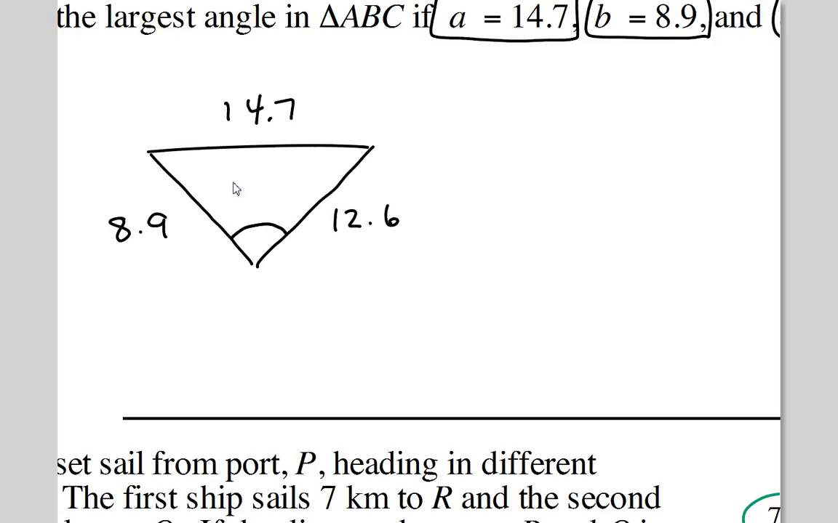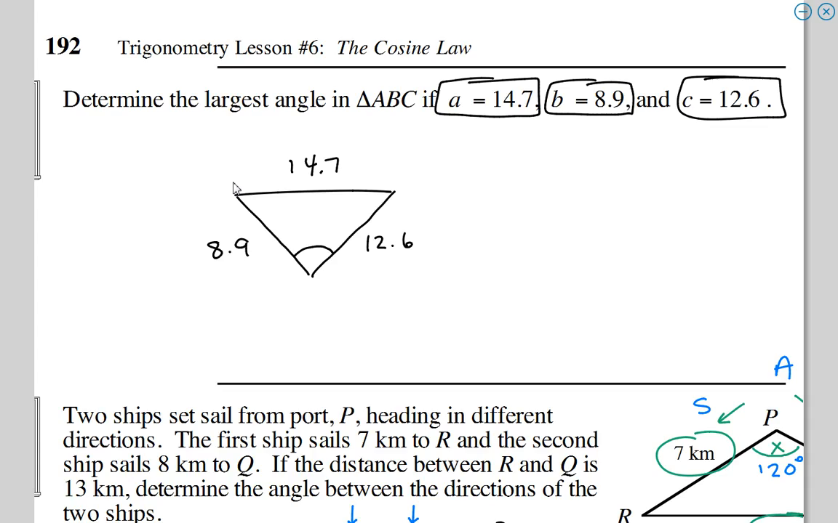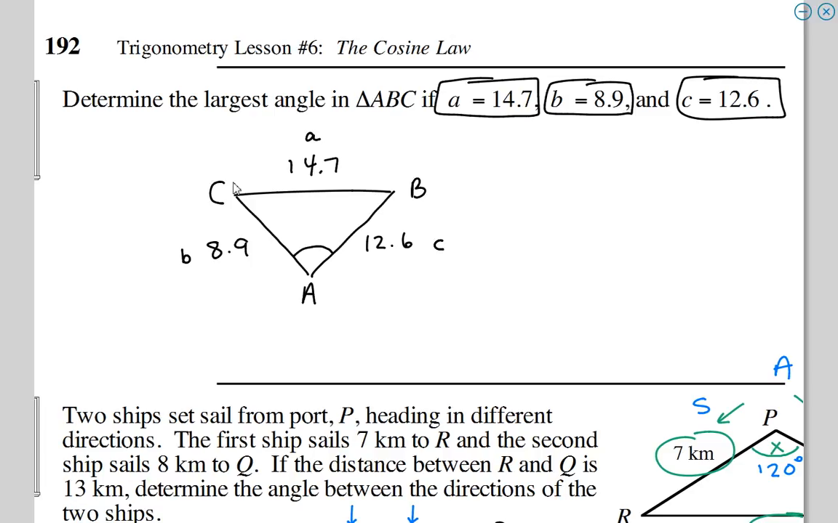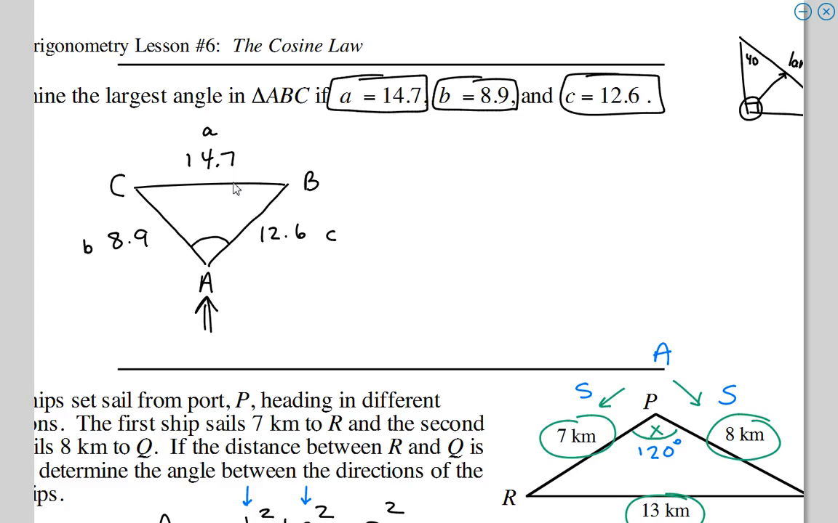So let's call this A. This is little a, so this is capital A. 8.9 is little b, so this is capital B, and this is capital C. So there's our triangle ABC, and we're looking for the largest angle which is occurring here at A. So this is the one we want. So always start with the formula.